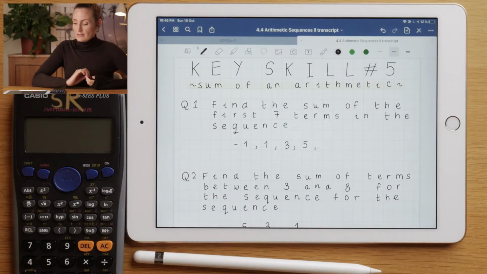Key skill 5, well done, you've got really far in this series. In key skill 5, we're going to be finding the sum of the first 7 terms in the sequence.